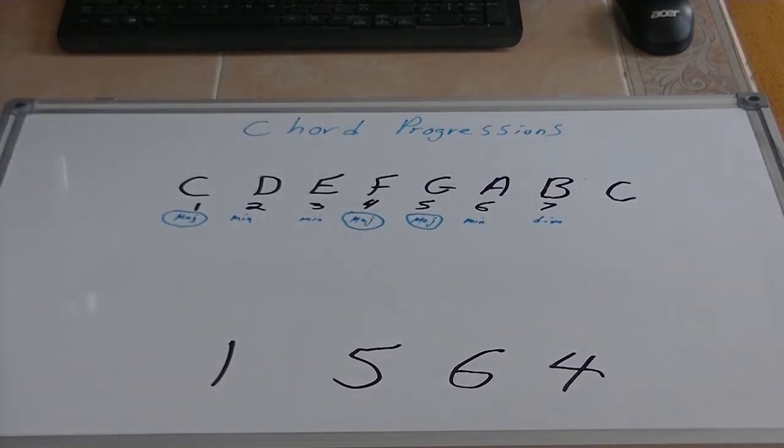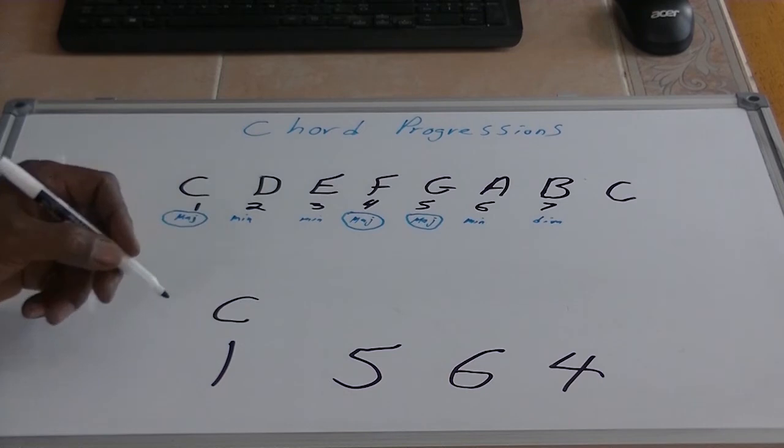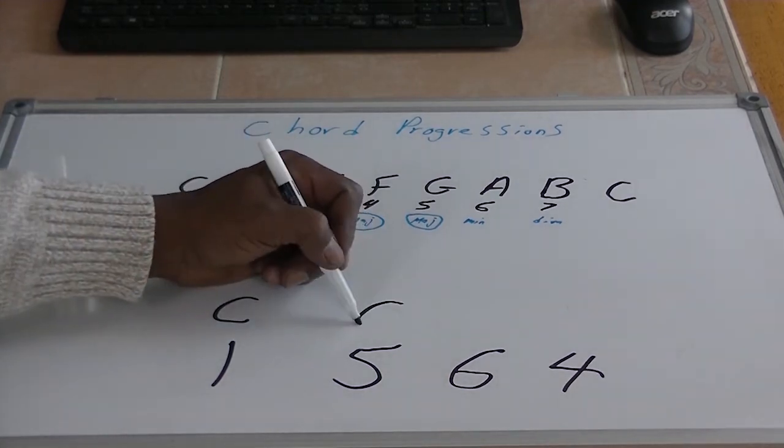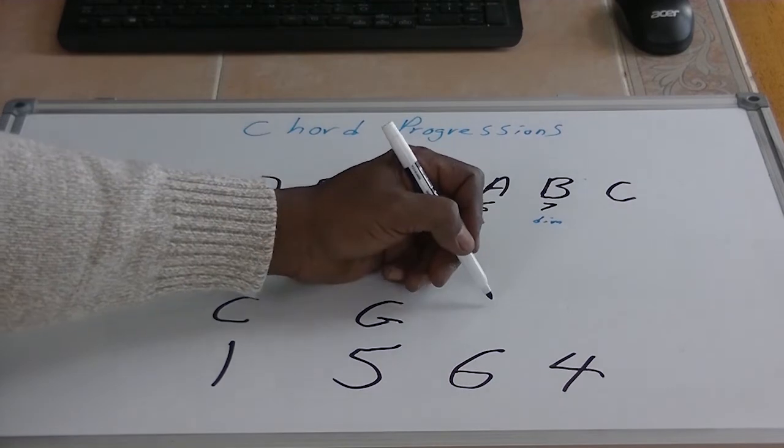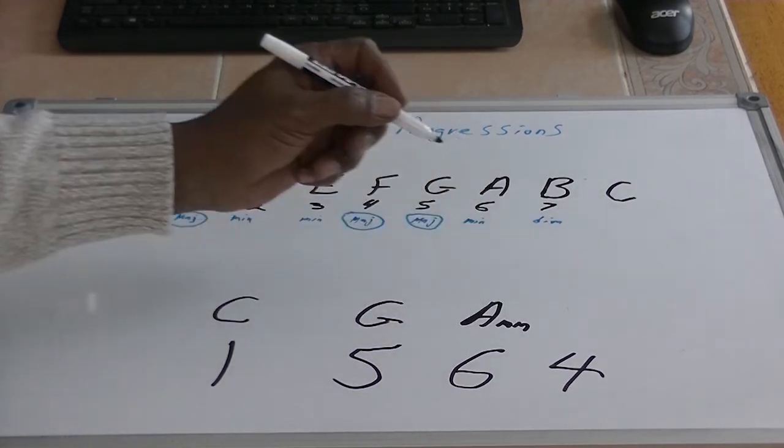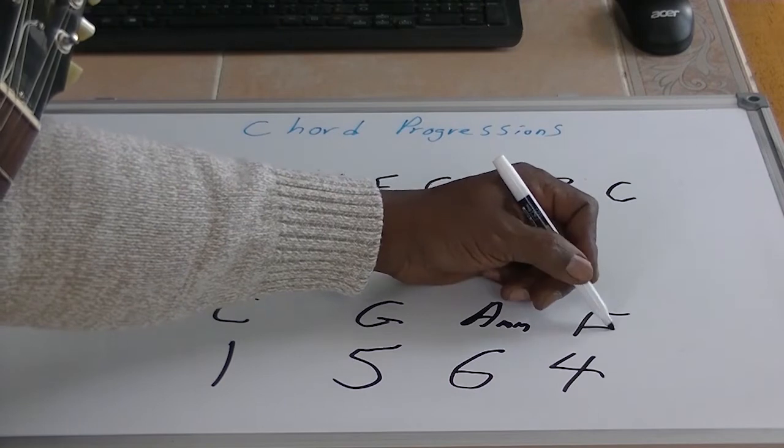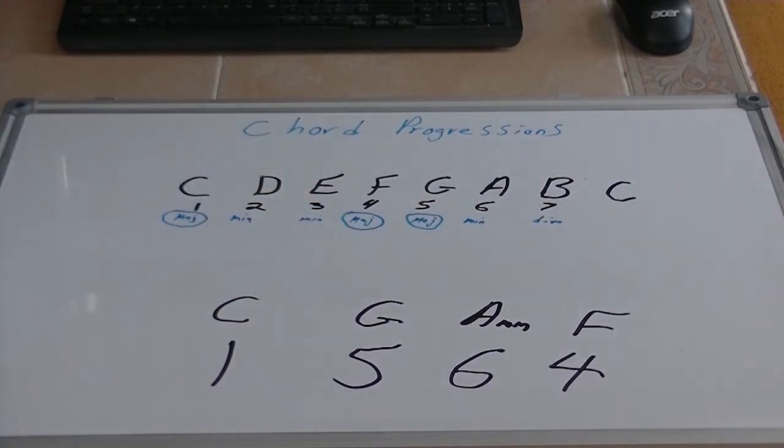So let's go ahead and fill in our chords. We have the 1, which is the C major. We have the 5, which is G major. The 6, which is A minor. And then the 4, which is F major. So when we put these 4 chords together, we get something like this. We have C, G, A minor, and then we have F. And if you put a little melody into it and a little imagination, it may become more familiar.